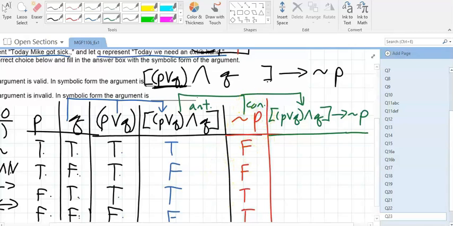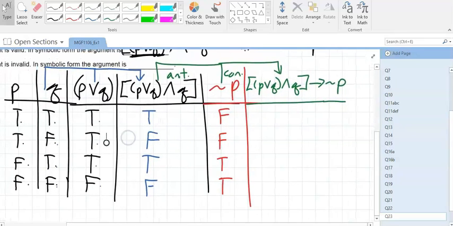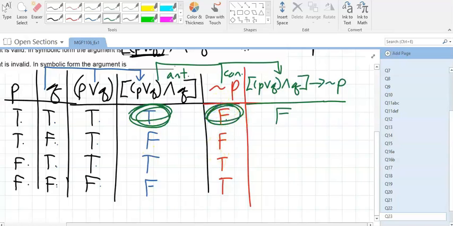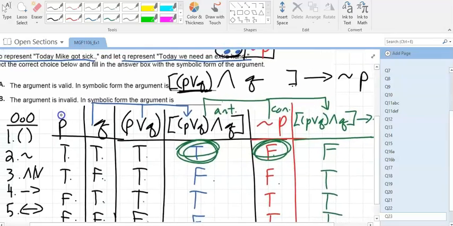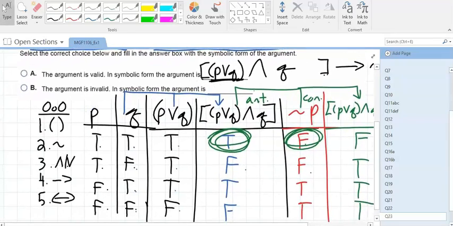All right. So, again, only false when the antecedent is true, consequent is false. True, false. That is our false case again, because the antecedent is true, the consequent is false. False, false. That's true. True, true. False, true. So the question is this argument valid? And according to that truth table, it is not valid because I have a false answer.